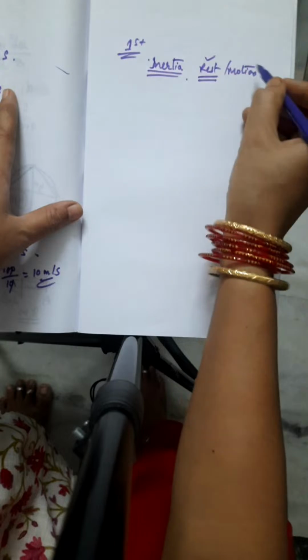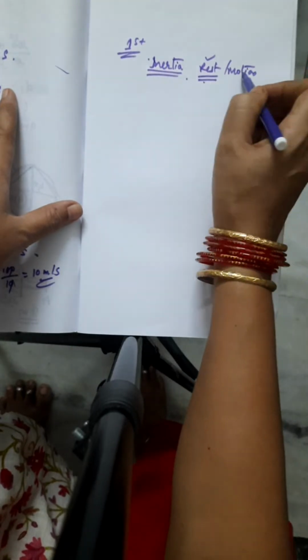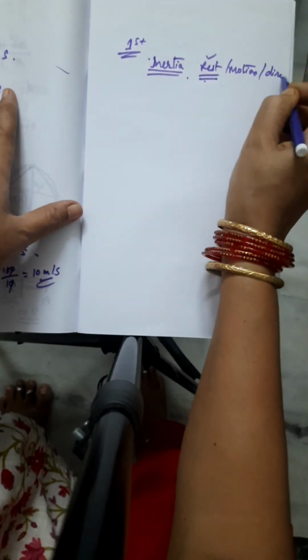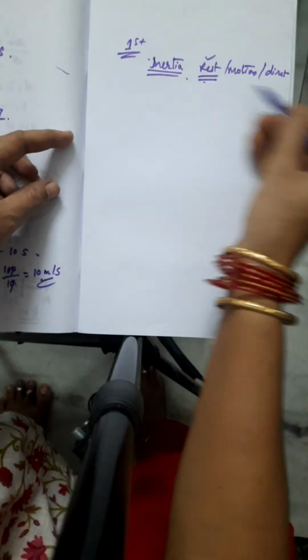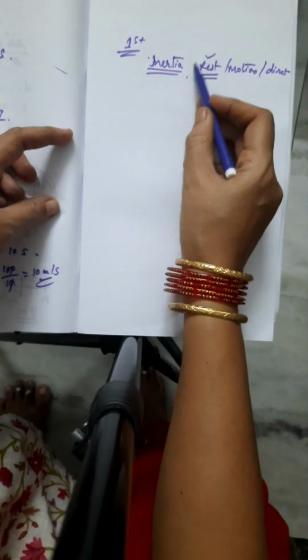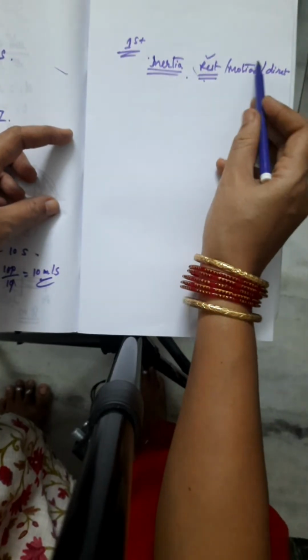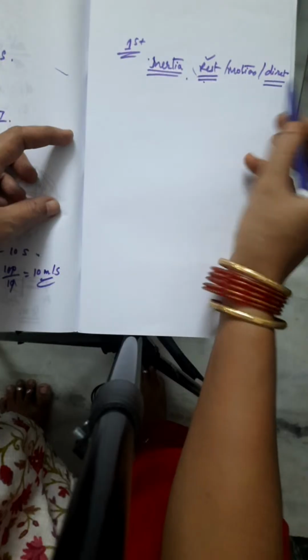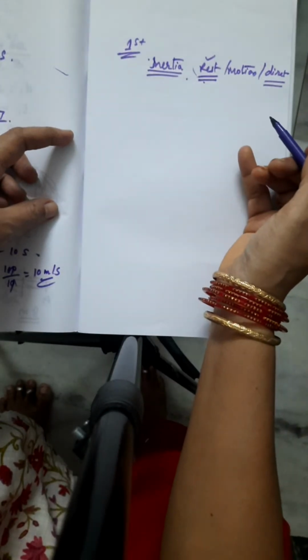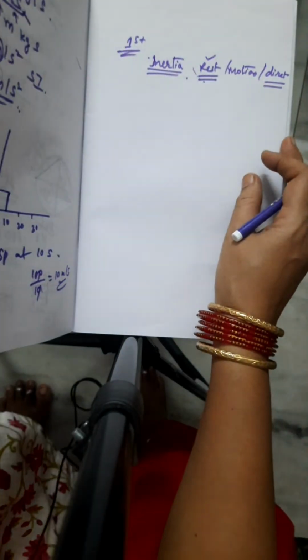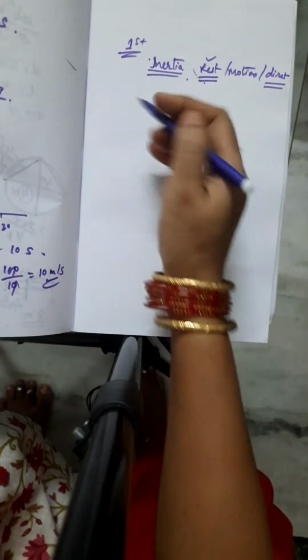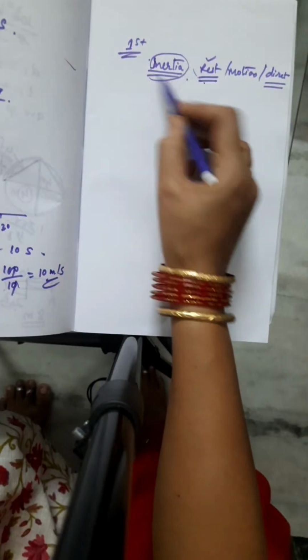There are 3 kinds of inertia: inertia of rest, inertia of motion, and inertia of direction. Inertia of rest makes the object stay at rest, inertia of motion makes the object stay in motion, and inertia of direction helps to change the direction of the object. Next, from the first law, we get the definition of inertia.